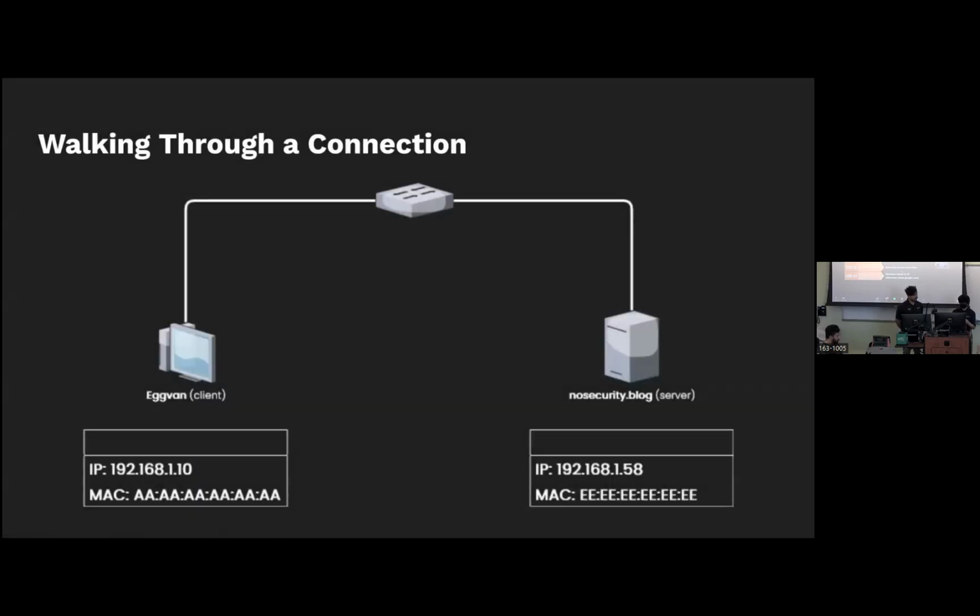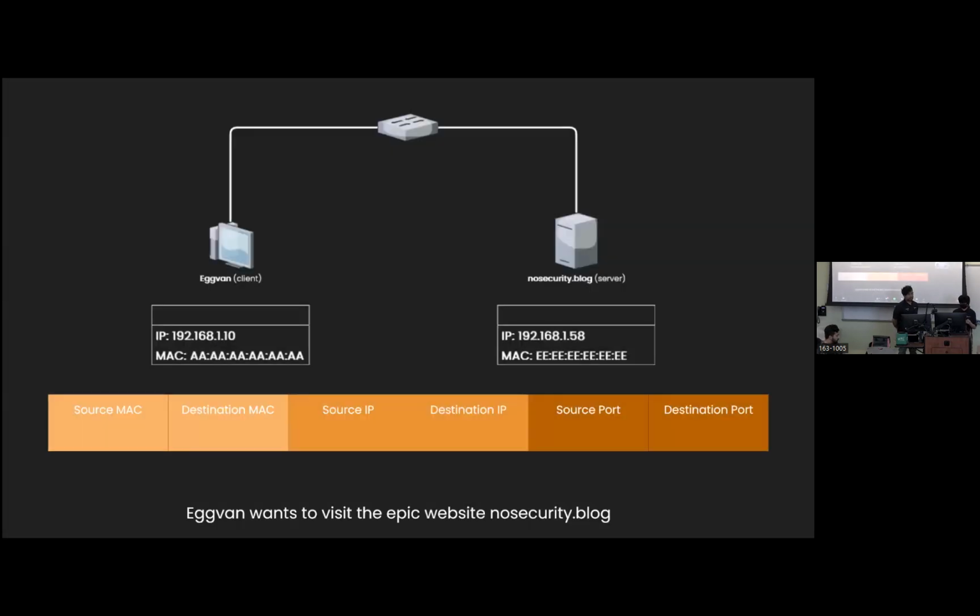So I'll be walking you through a connection, because specifically for the Wireshark lab, it's important to know who's sending information and who's receiving, and being able to identify those devices associated with those addresses. So as you can see, another example is Egvin visiting the Epic website, nosecurity.blog.